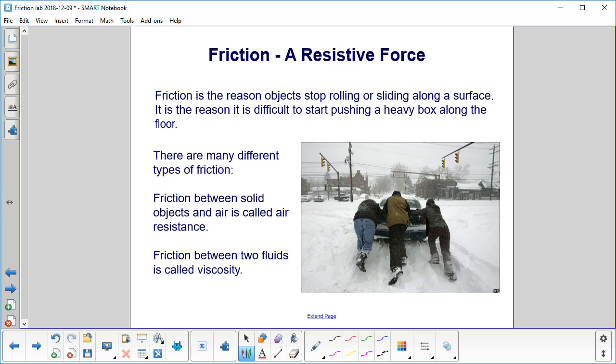We have many different kinds of friction. Friction between solid objects and air is called air resistance. Friction between two fluids is called viscosity.